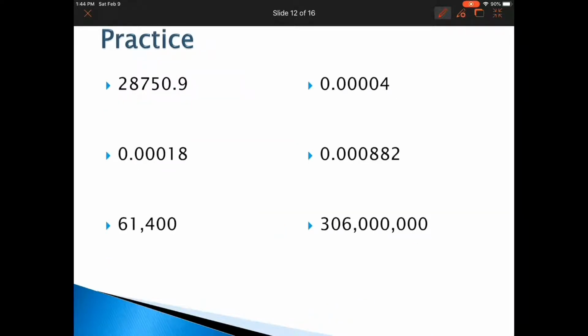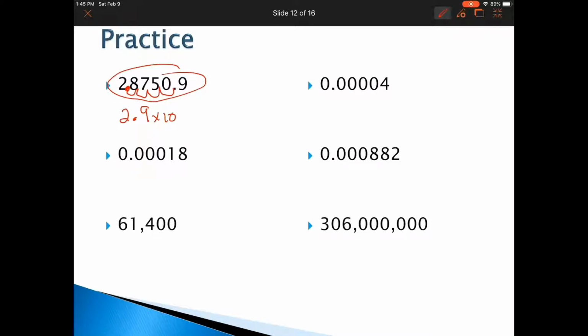Okay, let's try these. So first one, 28,750.9. Let's write this in scientific notation. First step, move our decimal point so that our number is between 1 and 10. So we should move it right here. So 1, 2, 3, 4. We moved it 4 spaces. And you can round these numbers so that you don't have to write this big, huge number. So we're going to write 2.9, add our times 10.